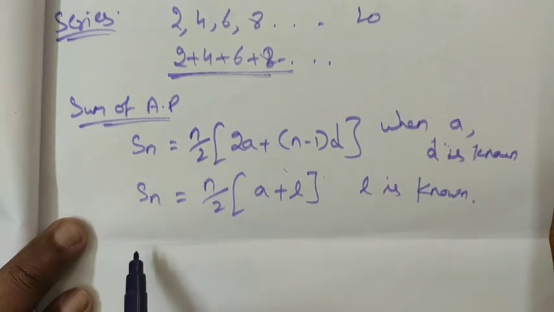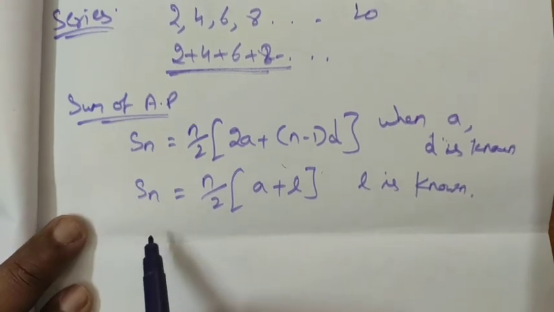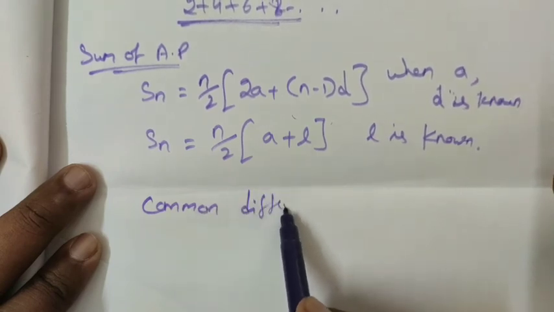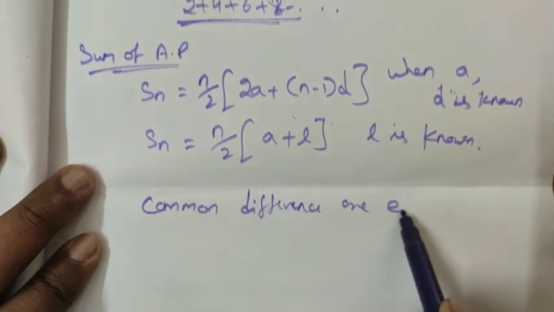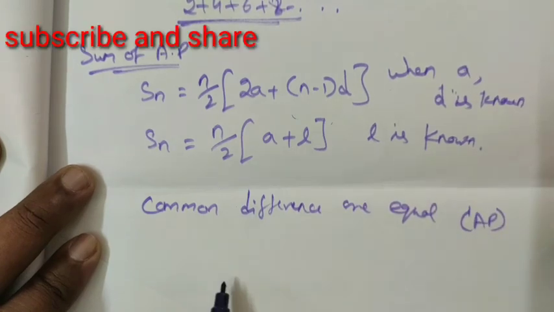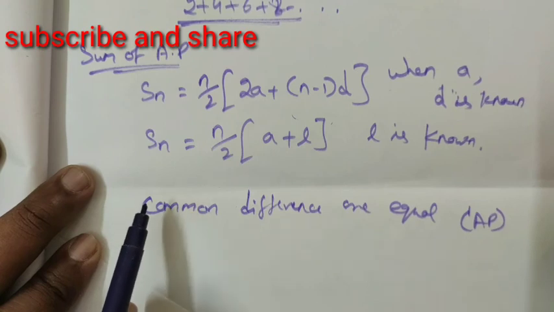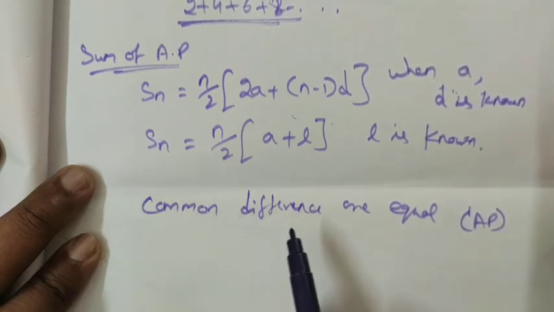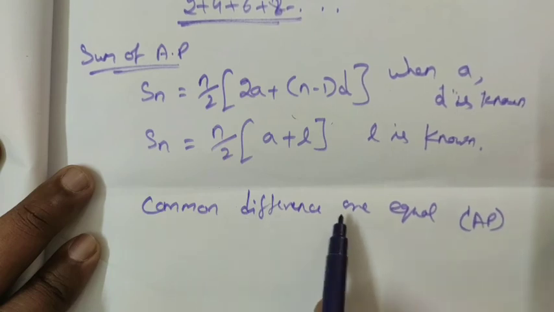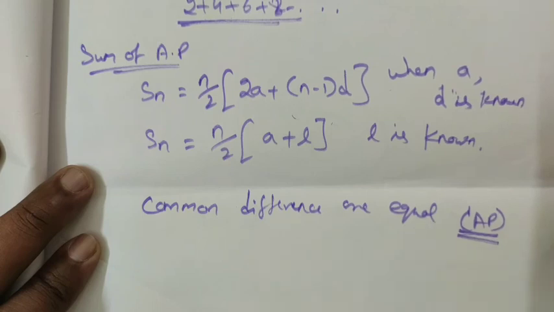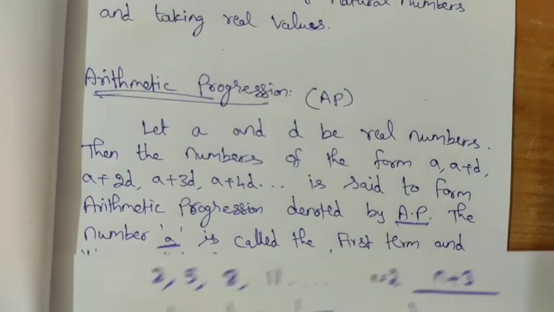We say that a sequence is an AP only when the common differences are equal. Now we conclude that not all sequences are APs, because a sequence may be in whatever order. But all APs are sequences. That is the condition. Okay, thank you students.